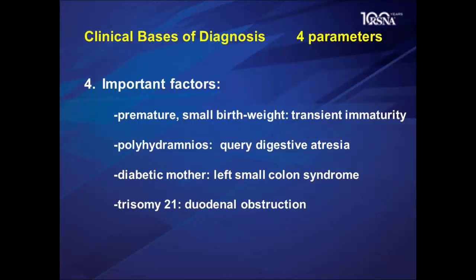Number 2 point is the polyhydramnios that is often described on prenatal studies. Then, of course, one would think and expect a possible obstructive problem of organic nature, such as an atresia. A special case of a diabetic mother giving birth to a baby who will quickly have problems with the GI tract is the so-called left small colon syndrome. And then a subgroup of babies with trisomy 21 will be prone to a pattern of duodenal obstruction.